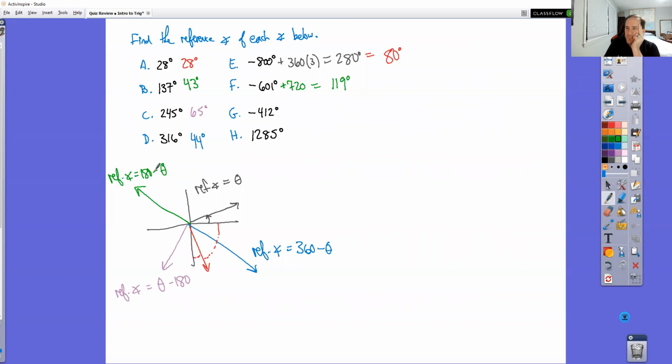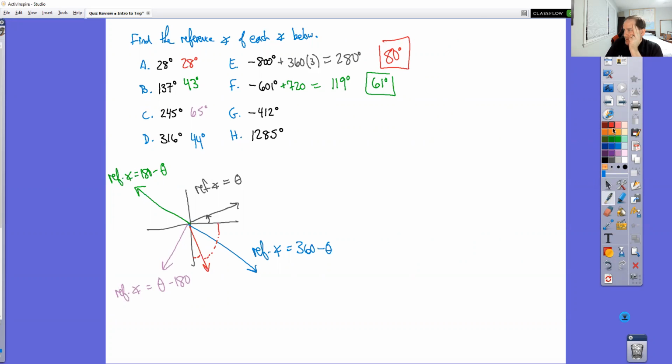So I could just apply this rule right here. And I'd get 61 as my reference angle. Again, I did not mean to put an equal sign here. The angle and its reference angle are not equal. They're just sort of related.